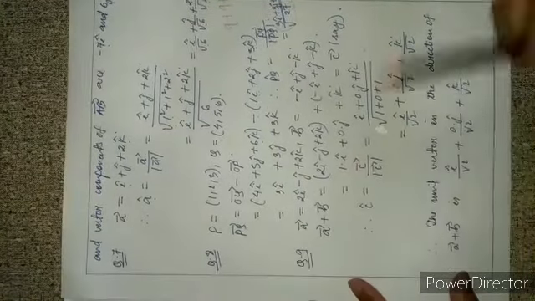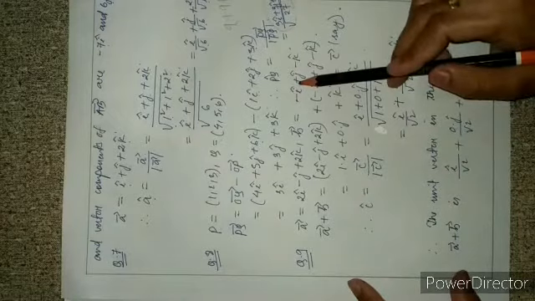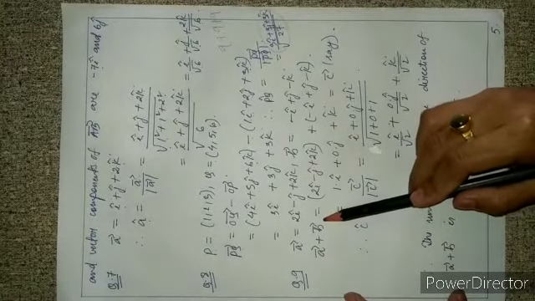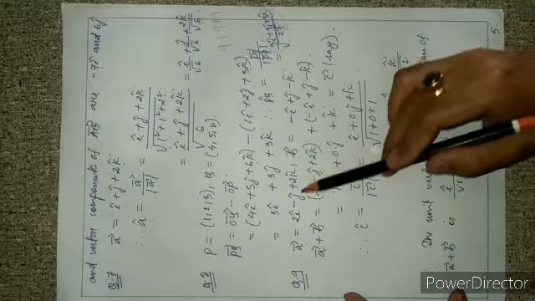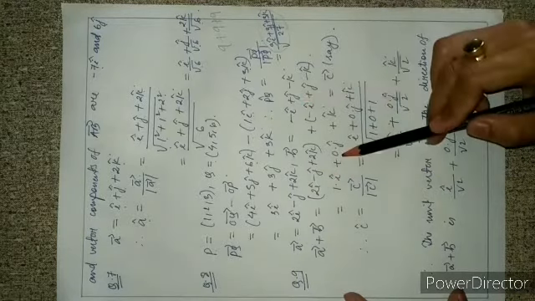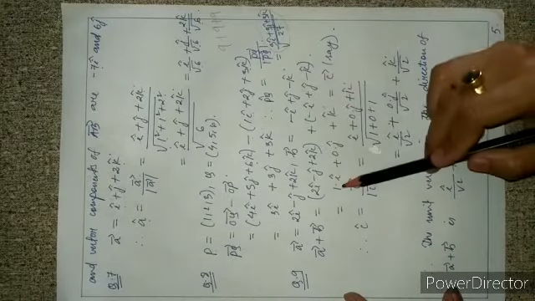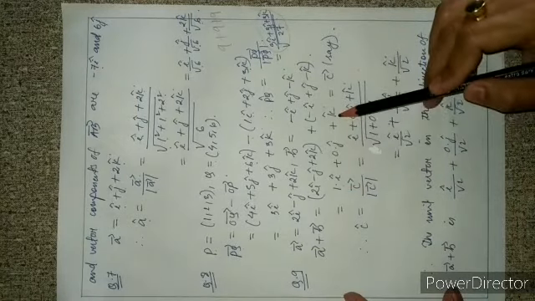Question number 9. Here A vector and B vector are given as two vectors. Then find A vector plus B vector. 2 plus minus 1 is equal to 1. Minus 1 plus 1 is equal to 0. 2 plus minus 1 is equal to 1. So we get 1 i cap plus 0 j cap plus k cap.